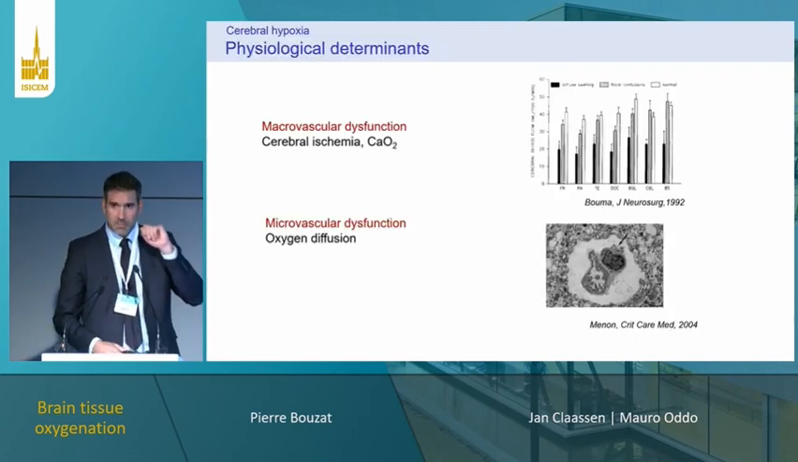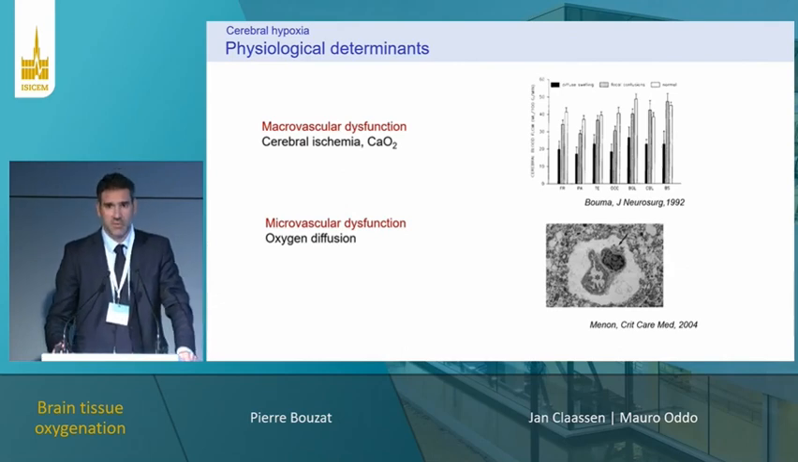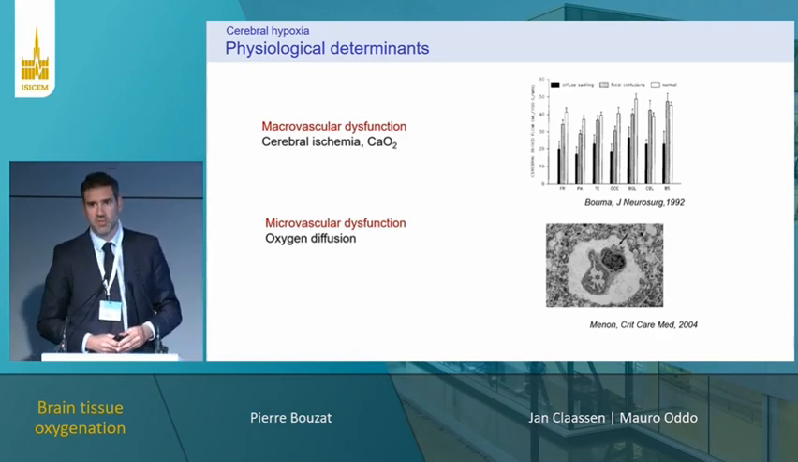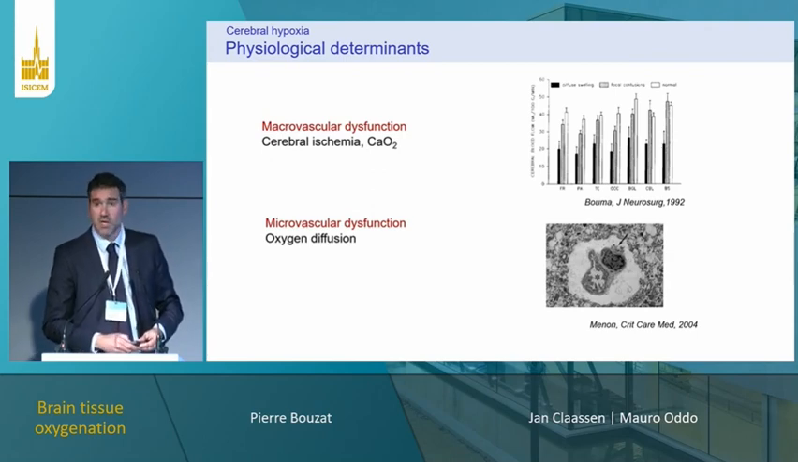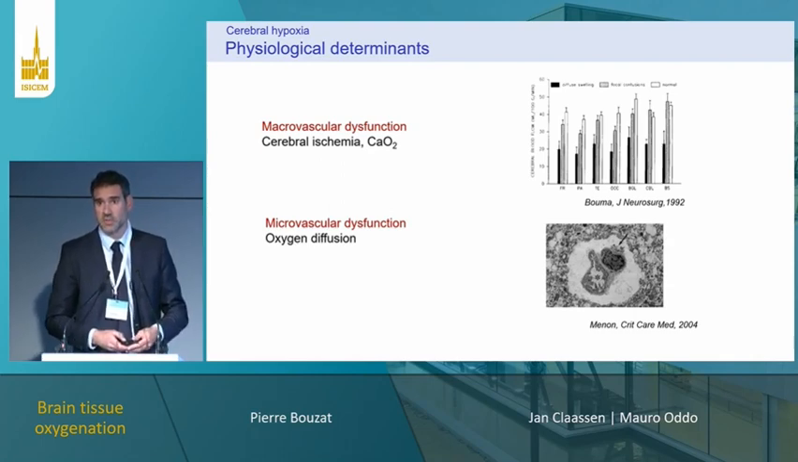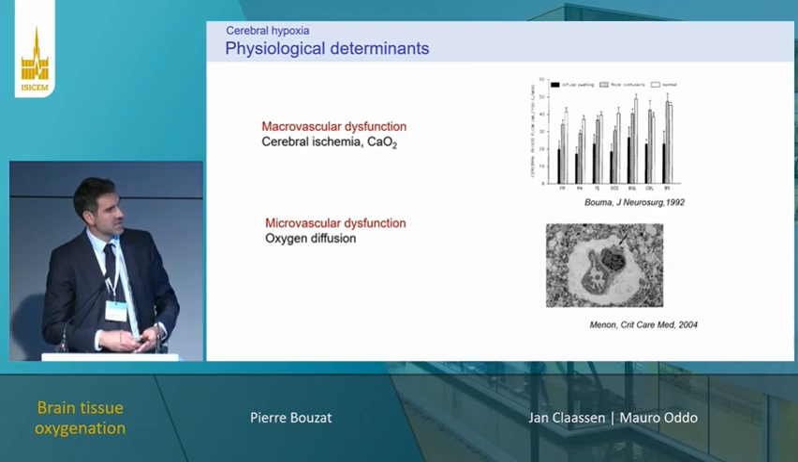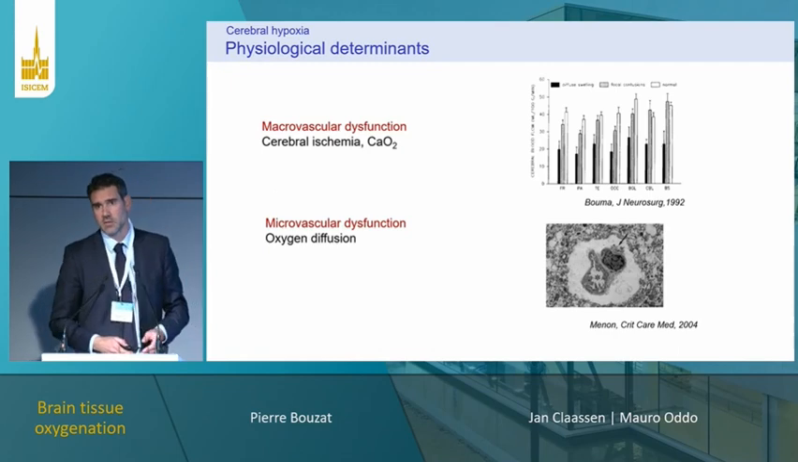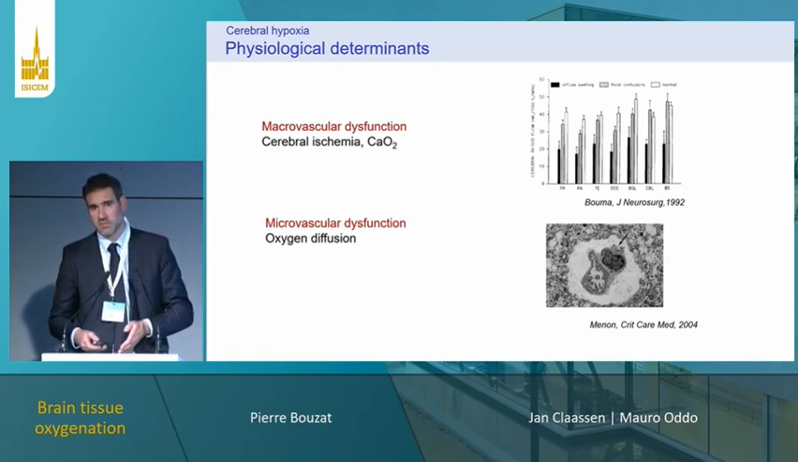So cerebral hypoxia is common after diverse cerebral injuries, and we can divide the physical determinants of cerebral hypoxia in two categories. One could be the macrovascular dysfunction. It means that if the CBF decreases, the arterial oxygen content decreases, then you have a cerebral hypoxia. The other thing is the microvascular dysfunction, which has been described more recently and could be summarized with an impairment of oxygen diffusion from the capillary to the surrounding tissue.